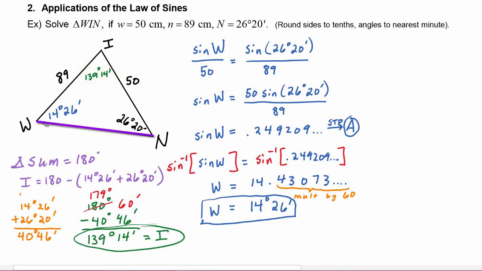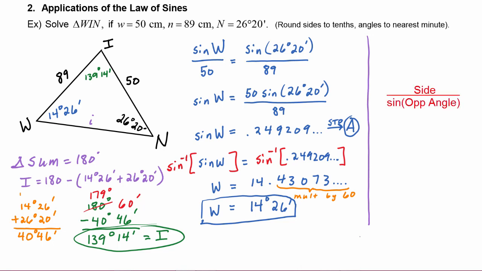So the only thing we have left to find now is side I. To find side I, we can use the law of sines, and we want to use the version where we're putting the side on the top, since that's what we're solving for. So we would say that side I is to the sine of its opposite angle, which would be 139 degrees, 14 minutes, will have to equal. Now you have two choices.